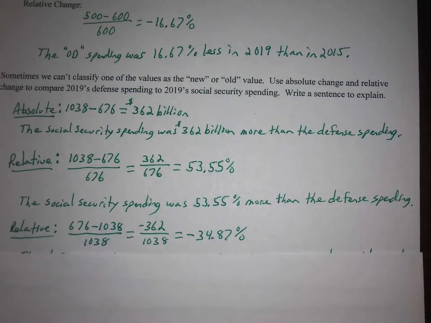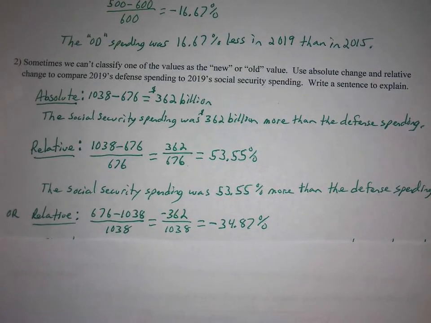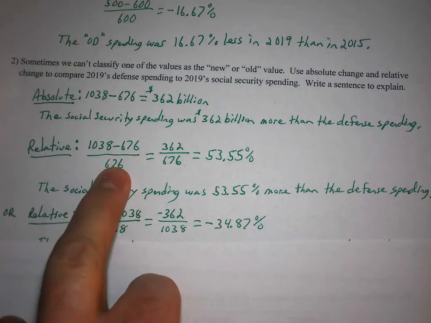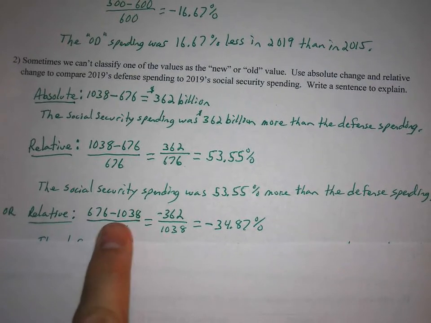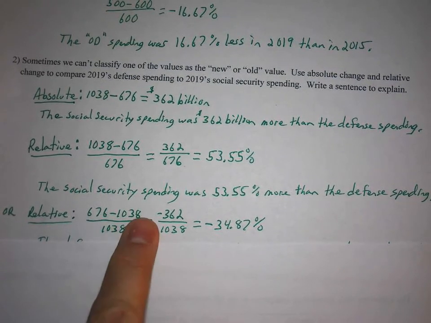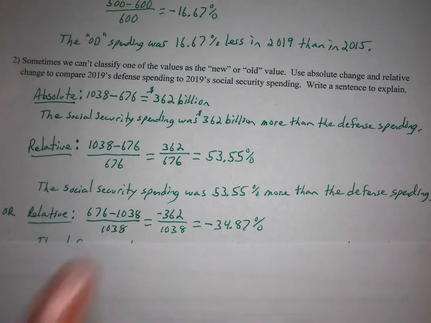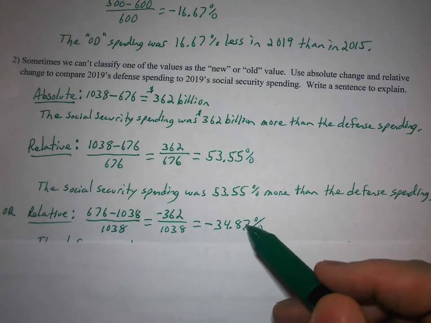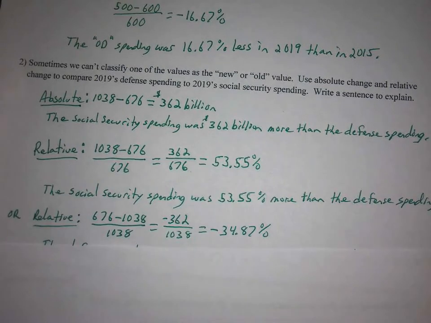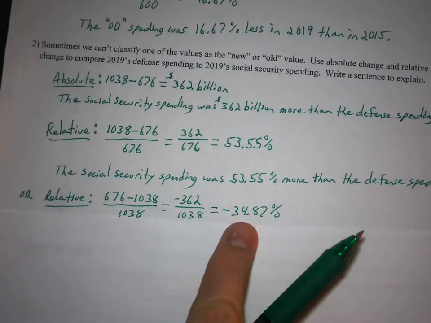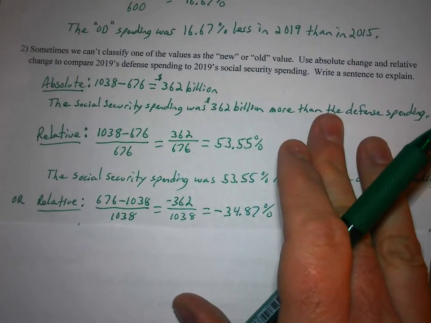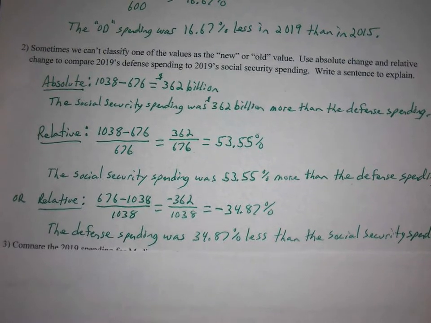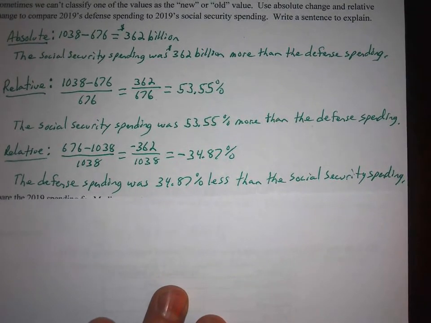If you chose to do relative change the other way, meaning instead of doing the Social Security minus defense divided by defense, if you did defense minus Social Security, you have to divide by that second number, Social Security. And what that does, it gives you a negative 362 over 1,038, which is negative 34.87%. So if you want to explain that, that just meant that one was smaller than the other. Well, which one was less? Was it the Social Security or defense? The defense spending was 34.8% less than the Social Security spending.